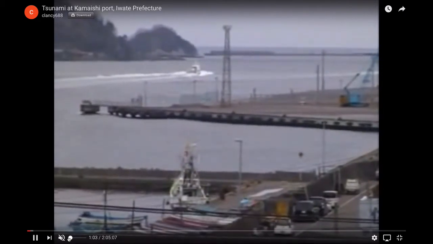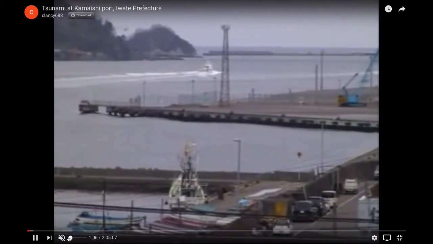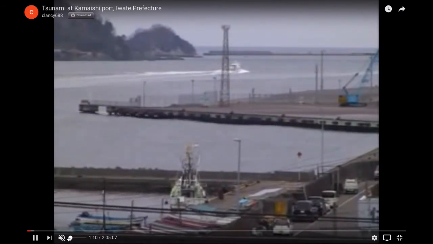And so this is immediately after the shaking has come on shore. You said it maybe takes a minute to come on shore.